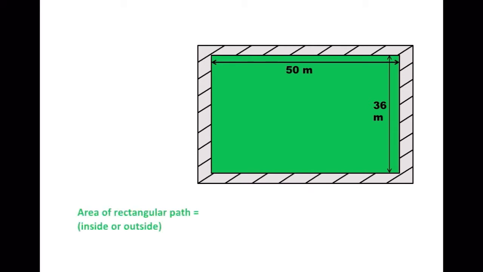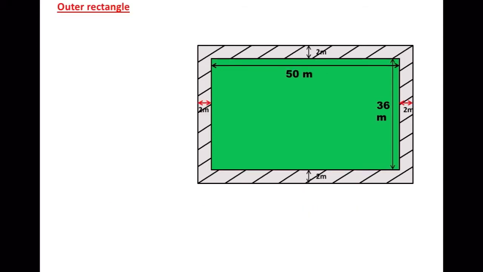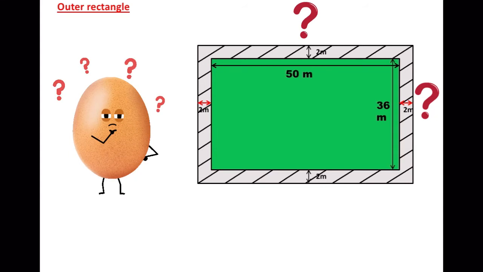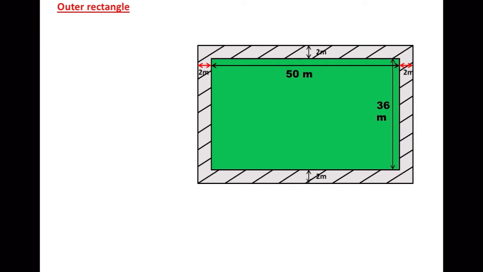So the formula remains the same, that is the area of the rectangular path, whether built inside or outside, is always equal to the area of the outer figure minus the area of the inner figure. So let's find out the area of the outer rectangle, but we do not know the length and the breadth of the outer rectangle. So if we add the width of the path, that is 2 meters, to the length of the inner rectangle, that is 50 meters, on both sides, we would get the length of the outer rectangle. So length of the outer rectangle is equal to 50 plus 2 plus 2, that is equal to 54 meters.